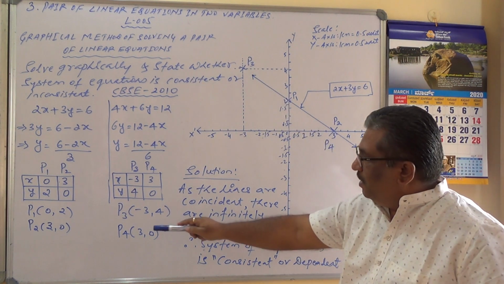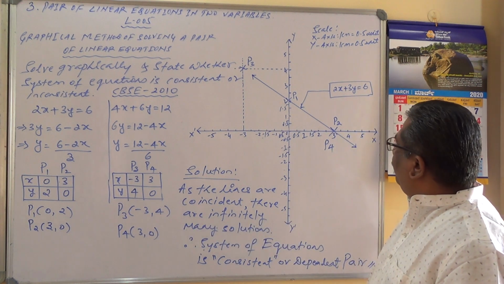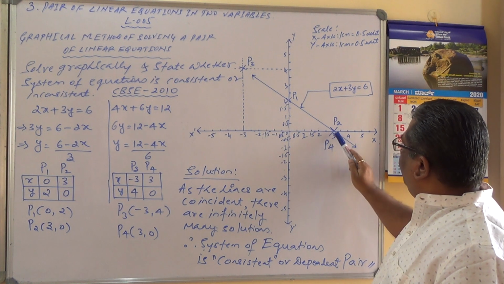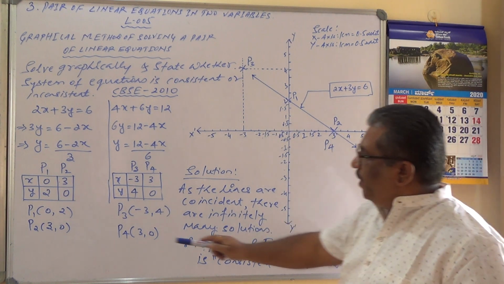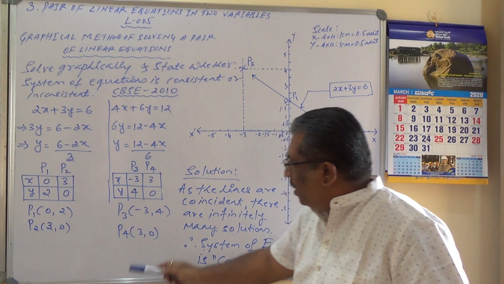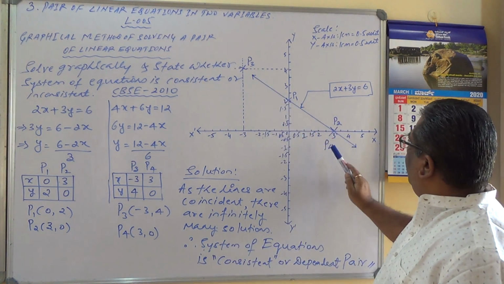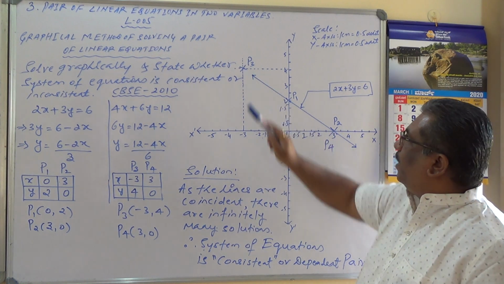Okay. Next is P4: 3, 0. X coordinate is 3, Y coordinate is 0. P4 is similar to point P2, I think. See here, P2 is 3, 0, and P4 is also 3, 0. I need to join the points P3 and P4, this point and this point.